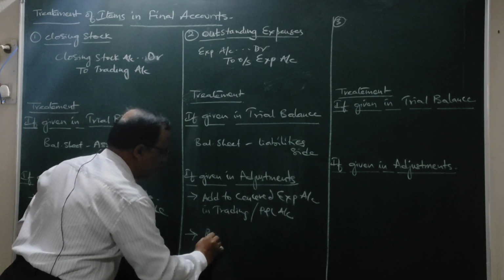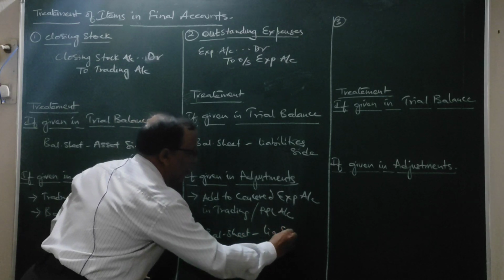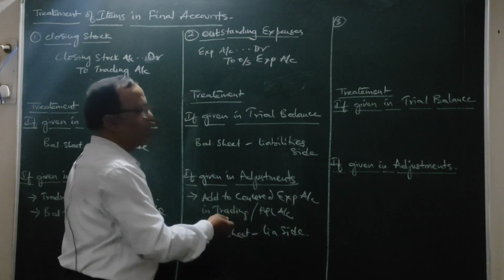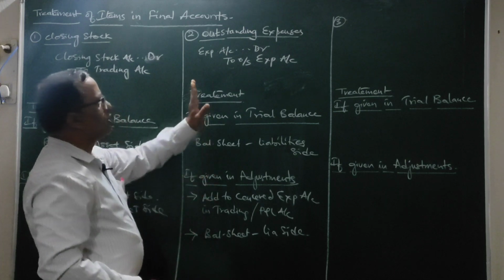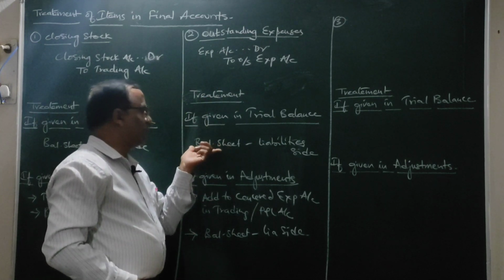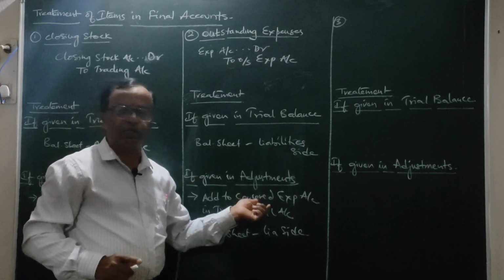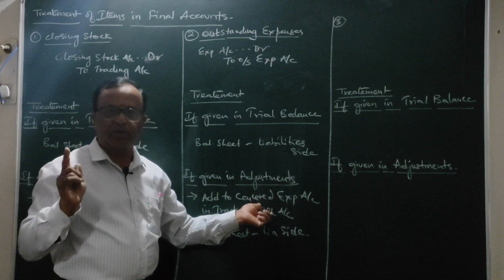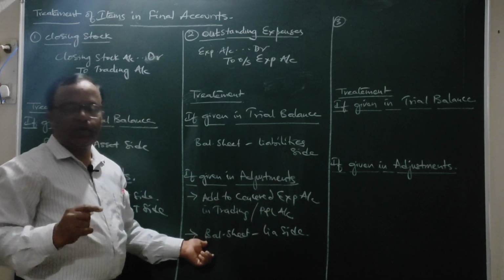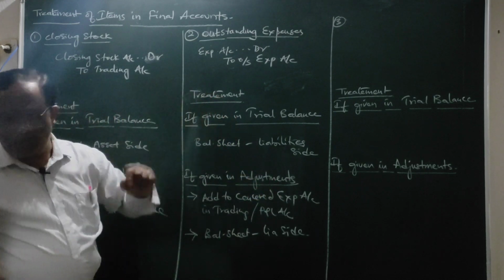Then the second one here is the balance sheet liability side we are going to write, because anything which is payable is a liability to us. So for outstanding expenses, the treatment is: if given in the trial balance, balance sheet liability side; if given in the adjustments, added to the concerned expense account in the trading or profit and loss account debit side, and then also posted in the balance sheet liability side. This is our outstanding expense.